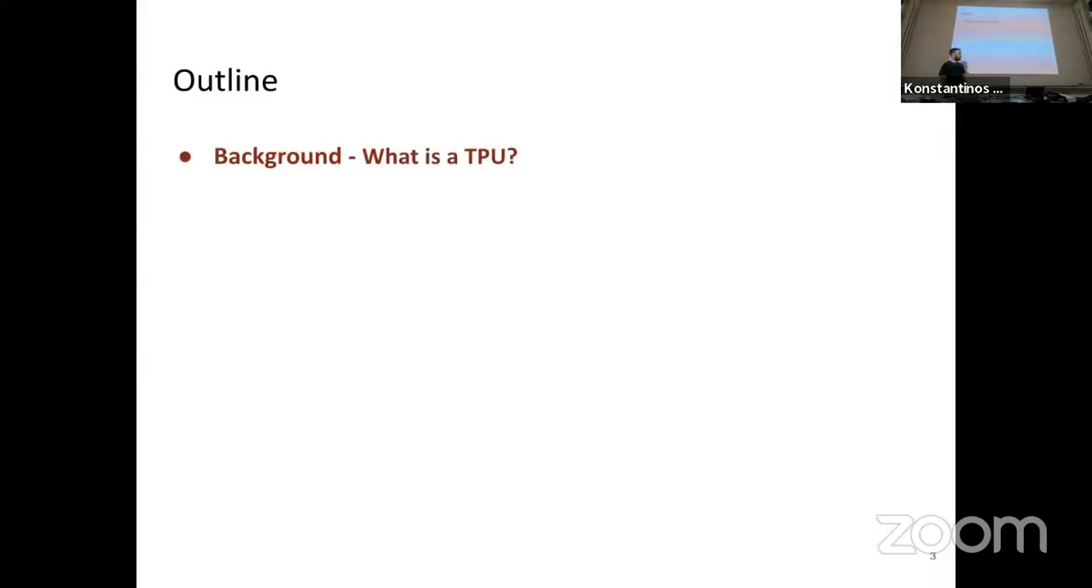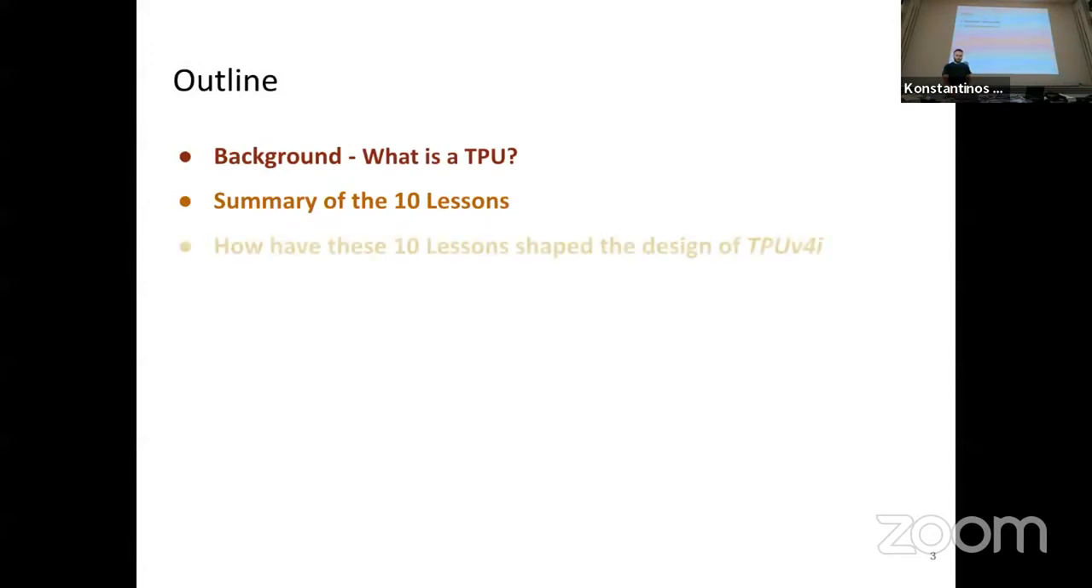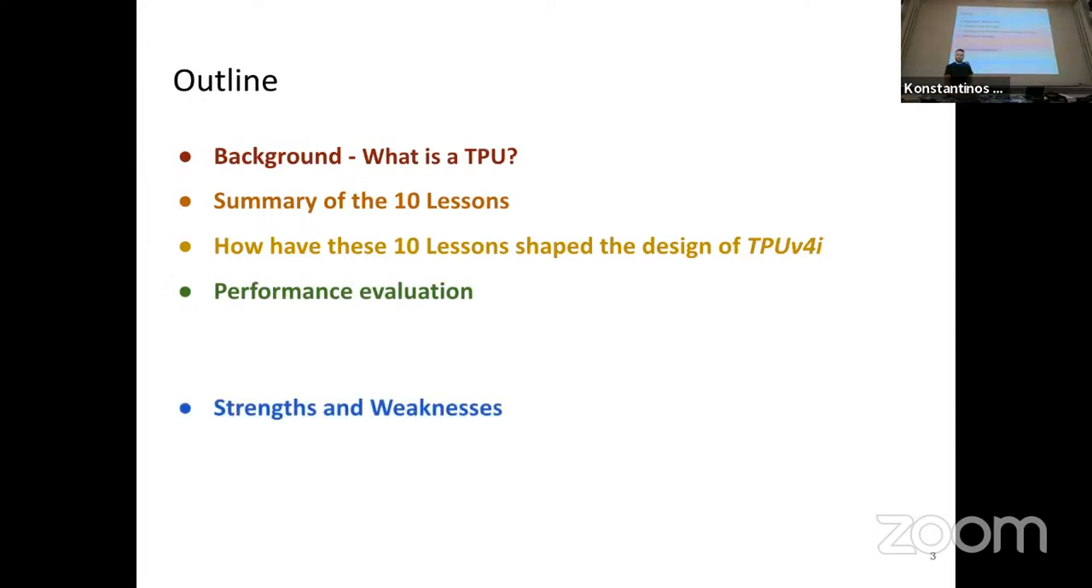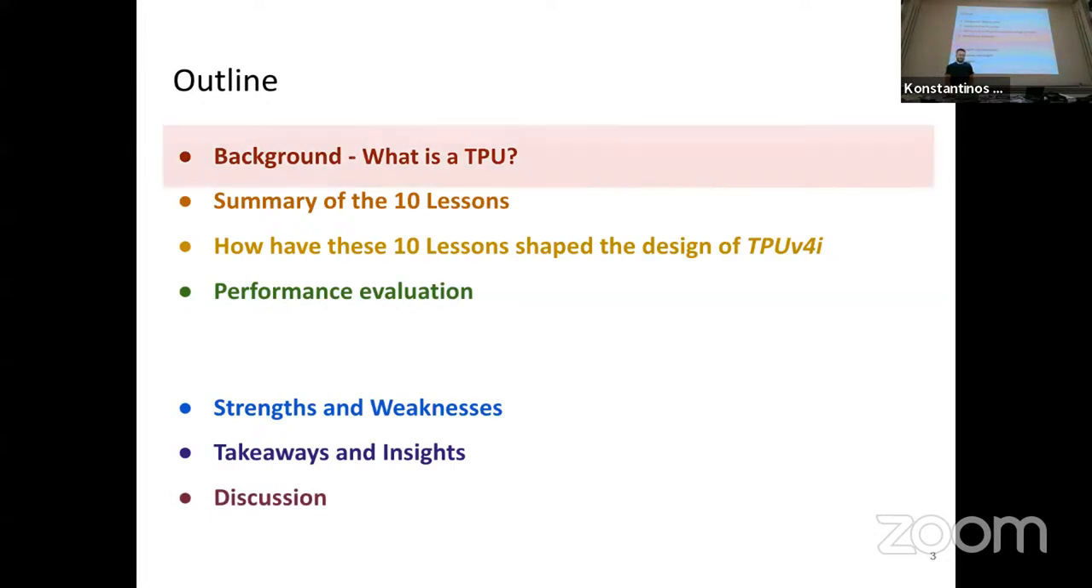What am I going to be talking about in this presentation? Now, I'll give you a quick background on what actually a TPU is. I'll give you a summary of the 10 lessons that have been mentioned in this paper. I will show you how these 10 lessons have shaped the design of the latest TPU version 4. I'll show you some quick performance evaluations that the team has performed. And then we can look at some of the strengths and weaknesses of the paper and some of the insights that I think were quite valuable to take away and that we can learn from this paper. And then hopefully we'll have time for some interesting discussion.